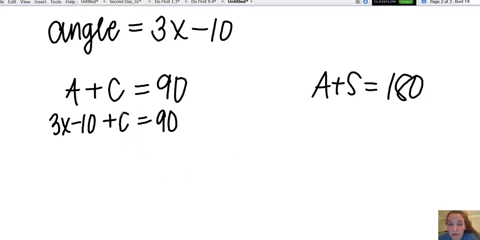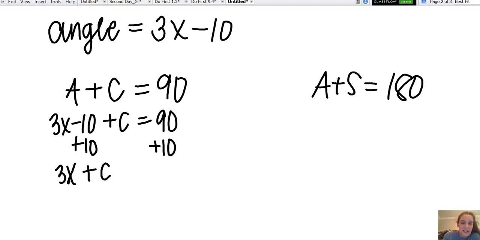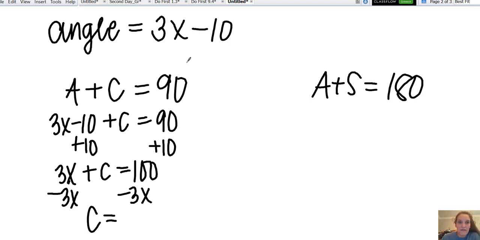If I'm trying to solve for the complement, if I'm trying to isolate C, I need to move over my 3x and I need to move over my negative 10. To move my negative 10 to the other side, I'm going to add 10 to both sides of my equation to get 3x plus C equals 100. And then my last step to isolate C is I'm going to subtract 3x from both sides. So the complement of 3x minus 10 is 100 minus 3x.